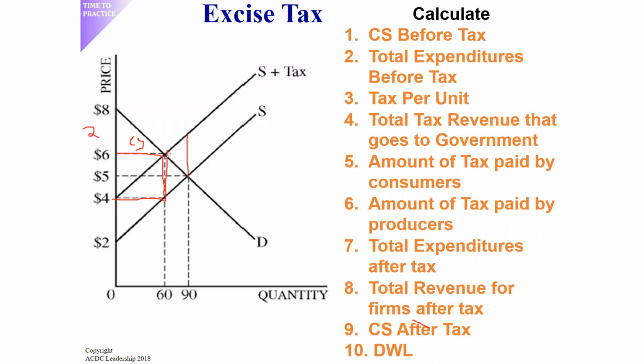And the deadweight loss is this triangle. Now, if they're asking you for the area of the deadweight loss, again, it's this triangle. So it's 6 minus 4, the height is 2, and the base is 30. 2 times 30 is 60, divided by 2 is 30.